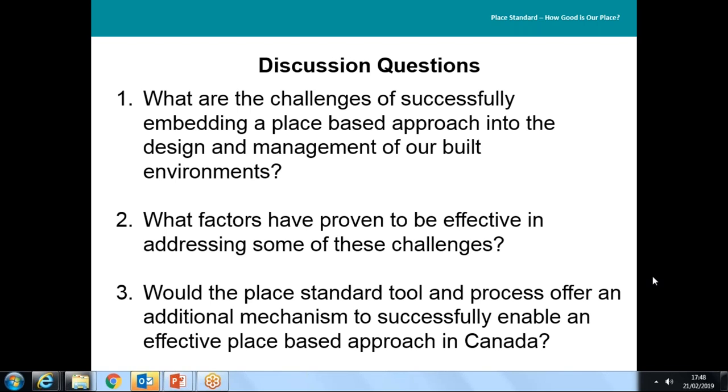So the next question is, can you speak a little bit more about how the 14 dimensions or the questions came to be included in the tool?